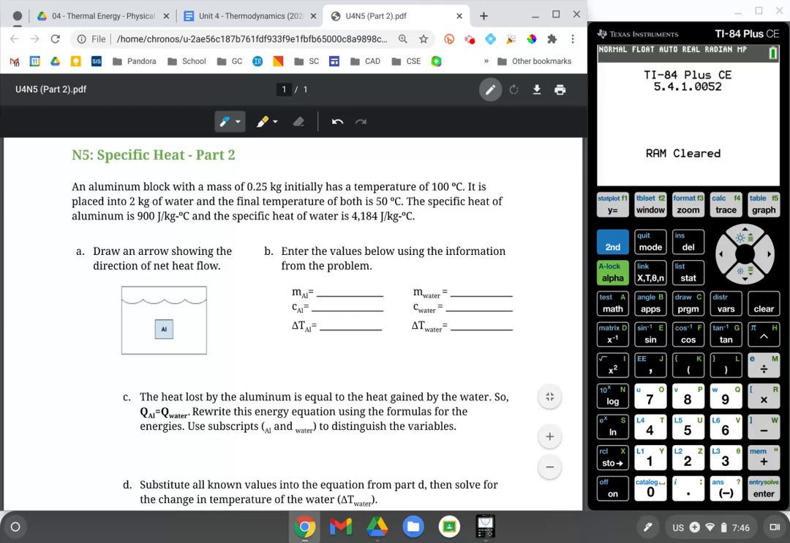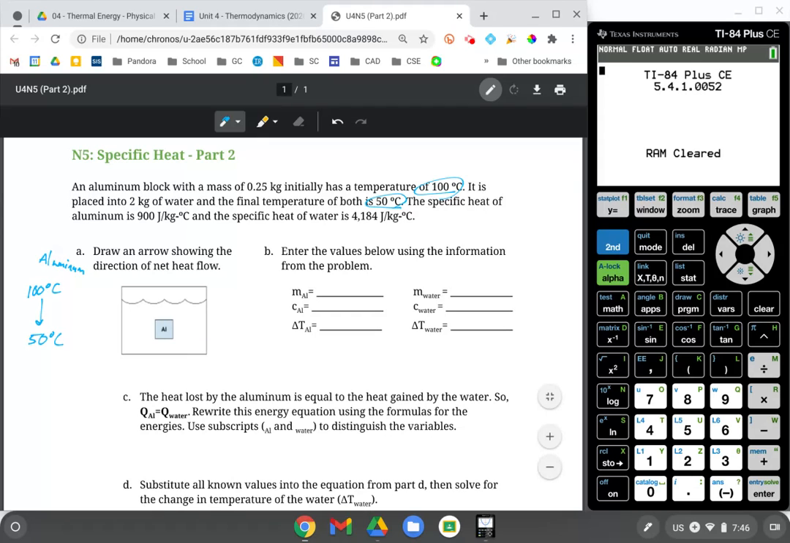In the problem, it tells us that the aluminum block starts at a temperature of 100 degrees Celsius and then ends at a temperature of 50 degrees Celsius, because both the water and the aluminum do that. And so I'm going to start to draw a temperature diagram over here with 100 degrees Celsius being the starting temperature, and then showing that the aluminum drops in temperature down to 50. And I'll just label this to show we're talking about aluminum.